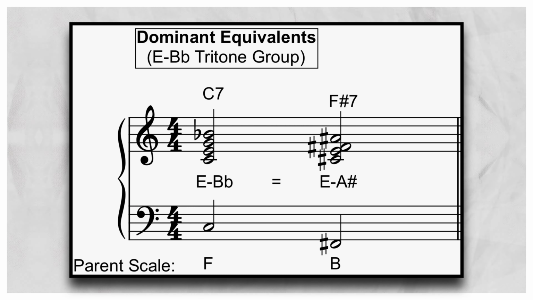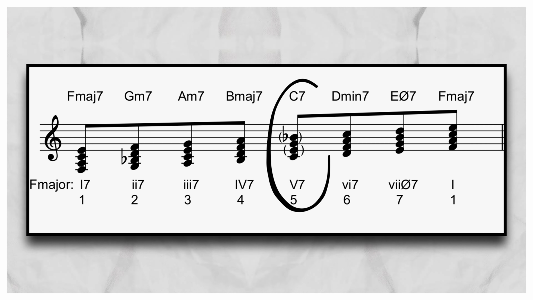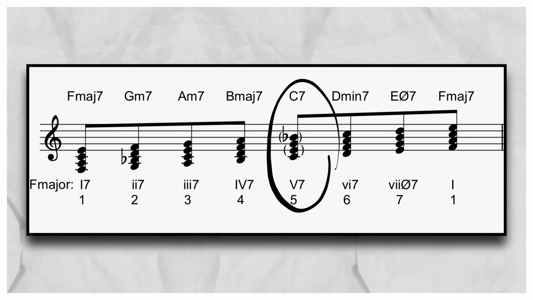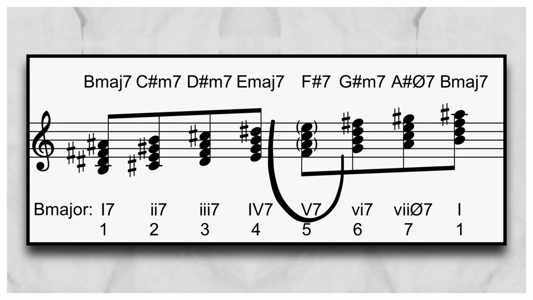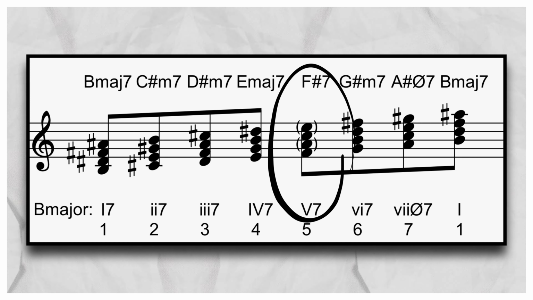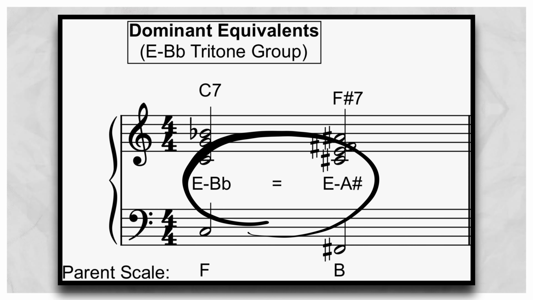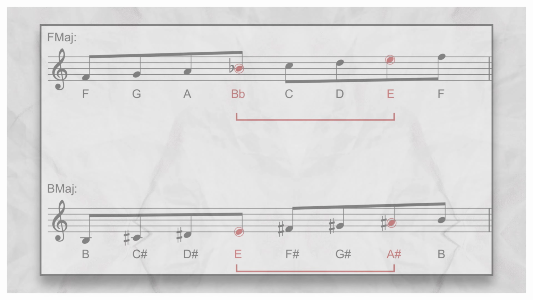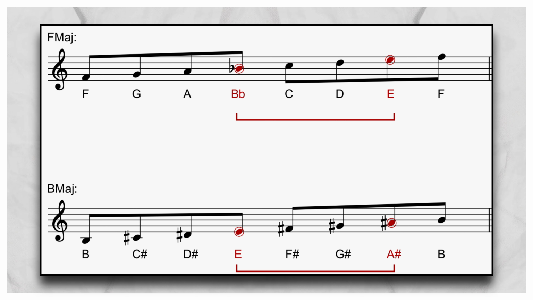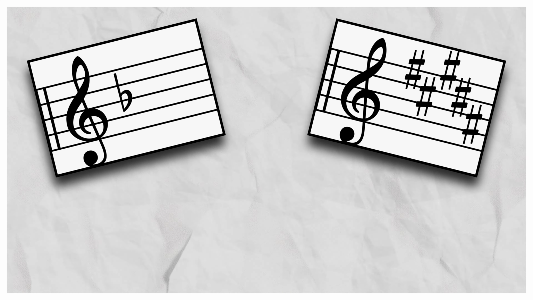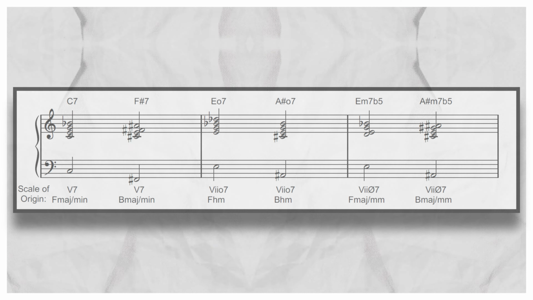Well, let's start by looking at the set of dominant equivalents. C7 is the 5 of F major, so it comes from the F major scale. F♯7 is the 5 of B major, so it comes from the B major scale. C7 and F♯7 share a tritone, E to B flat, so this means that the F major scale and the B major scale share the E B flat tritone. The implications of this are rather far-reaching, but to summarize, F major and B major share the same tritone that appears in all 6 of these chords.